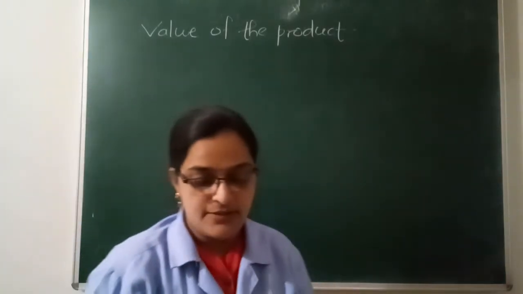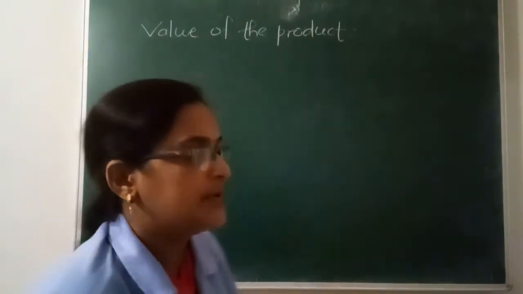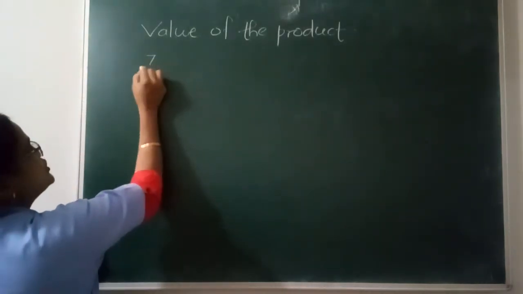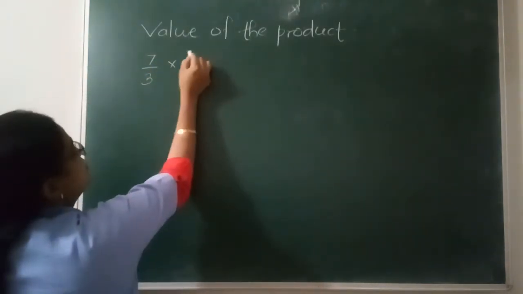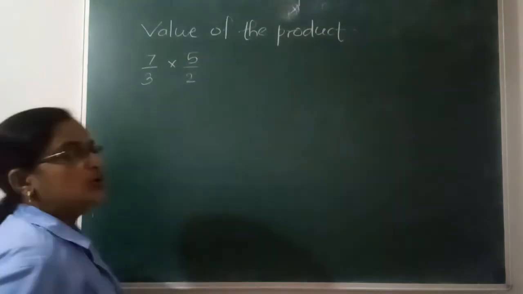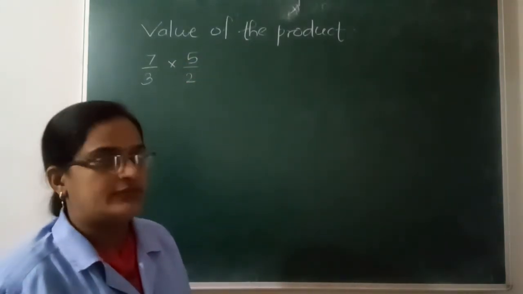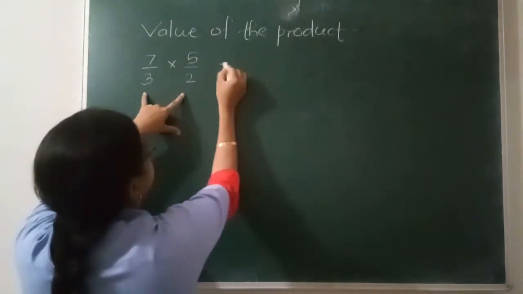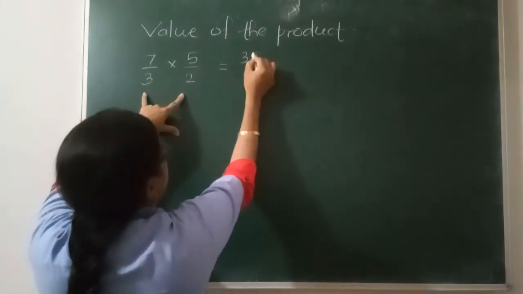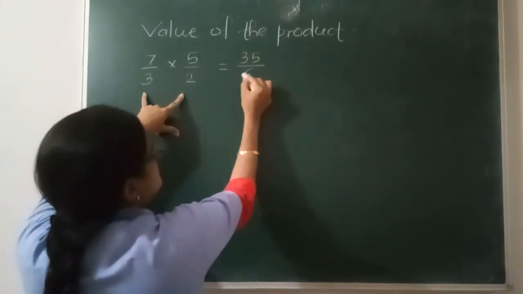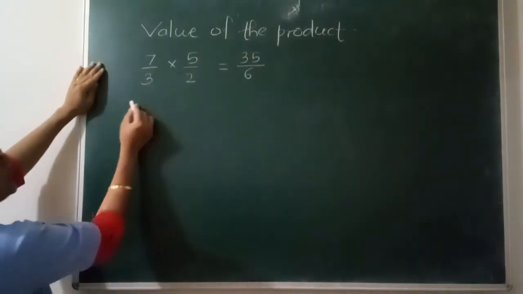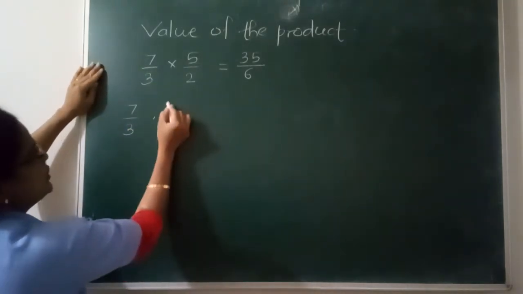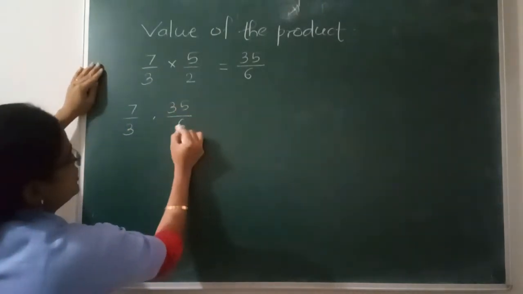Now, what if I multiply two improper fractions? Suppose I have 7 upon 3 and 5 upon 2. Now, both of them are improper fractions. Let me see their product. 7 5s are 35 and 3 2s are 6. Now, let me again compare it. So, I will first compare 7 upon 3 and 35 upon 6.